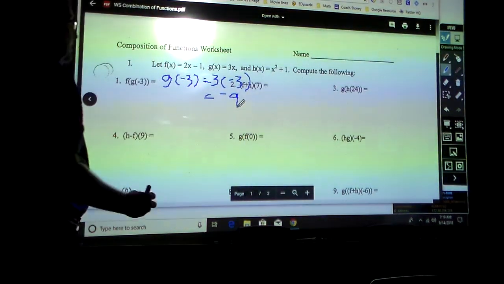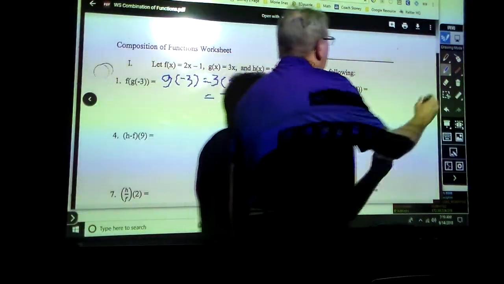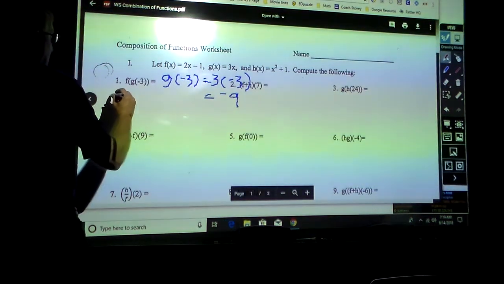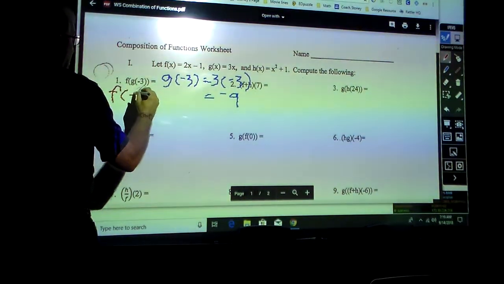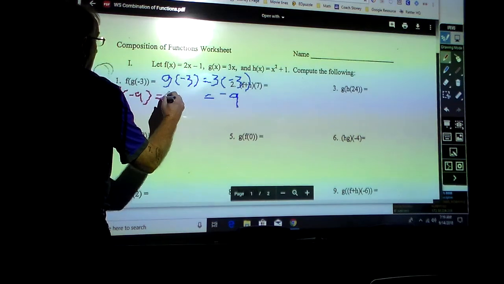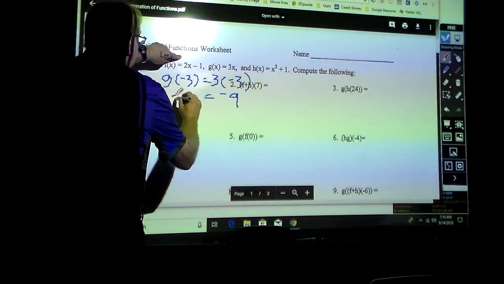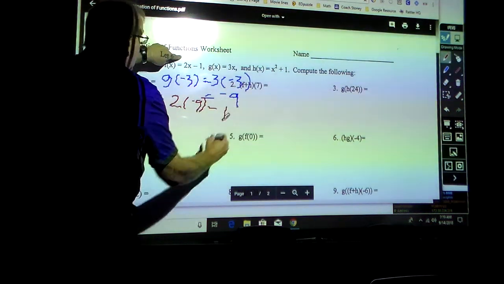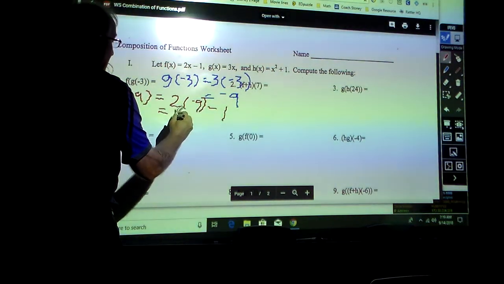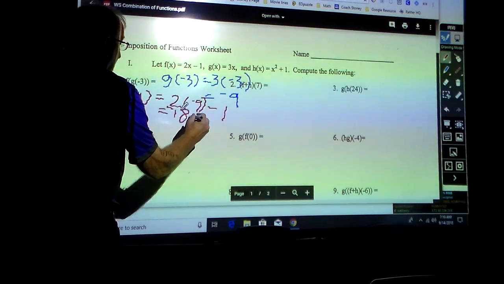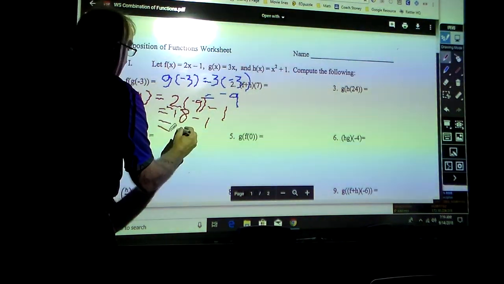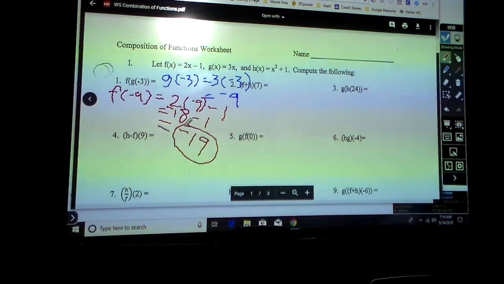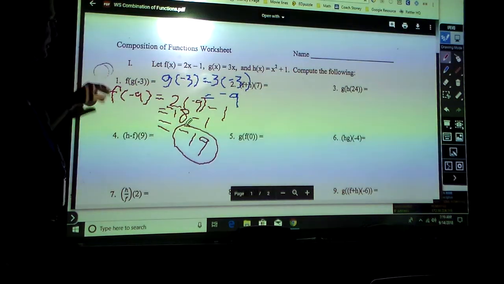Then I'm going to take that negative 9 and plug it into my f function. So I'm going to do f of negative 9. Well, f is this here: 2x minus 1. My x is negative 9. Well, 2 times negative 9 is negative 18. Minus 1, which means my answer is negative what? 19. That would be number 1, negative 19.